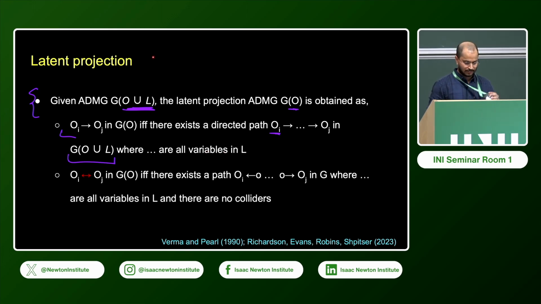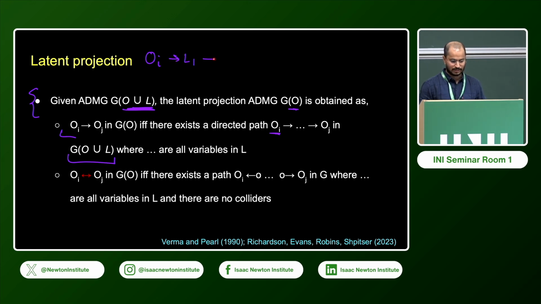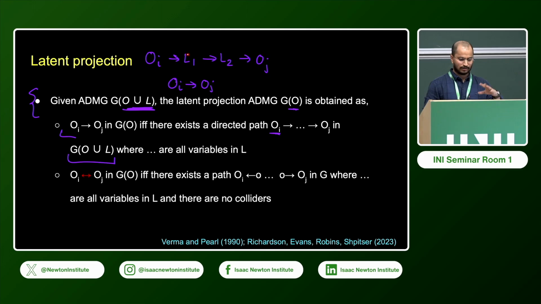So as a concrete example, if I have something that looks like this in my original graph, and I'm latent projecting L1 and L2, I would end up with an edge OI to OJ in the latent projection. However, if I had an OK in here, I don't get OI to OJ. So every intermediate variable has to be latent.